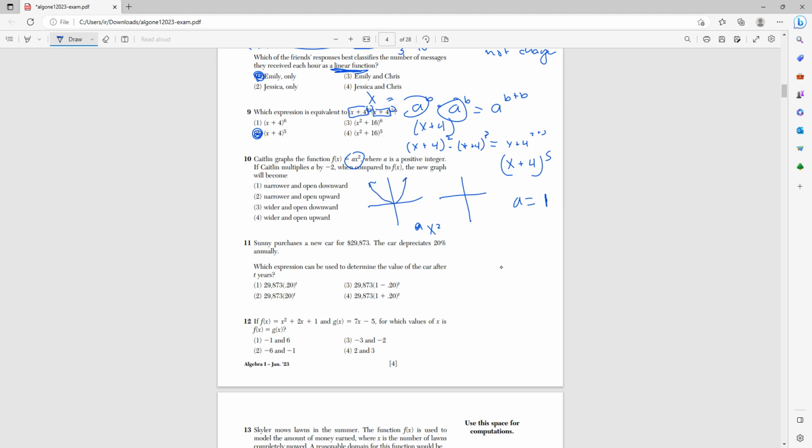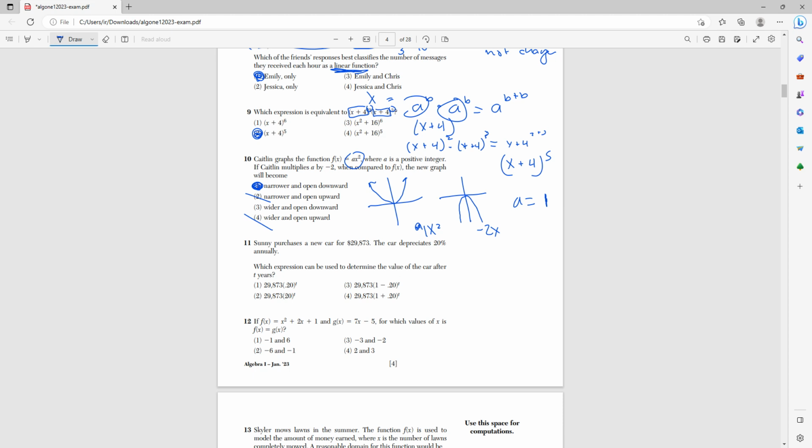It passes through the origin. Now she says if she multiplies a by -2. Remember that our a is 1, so if we multiply our a by -2, we get -2x^2. Now I'm going to graph that on my graphing calculator. I graph that, and what I get is this. The direction is flipped and it's slightly narrower. It obviously opens downwards, so we're going to eliminate anything that says opens upwards, and it's going to be narrower and open downwards.